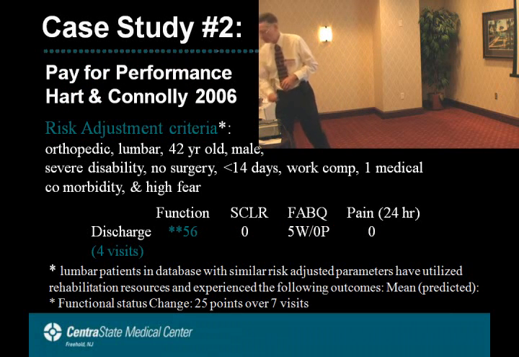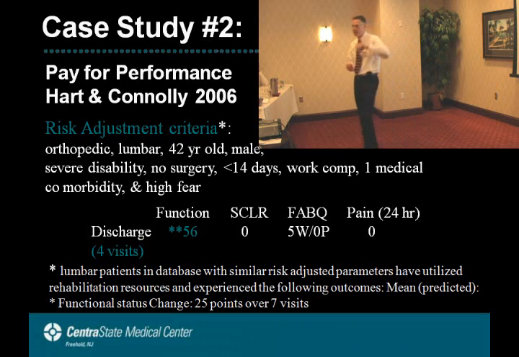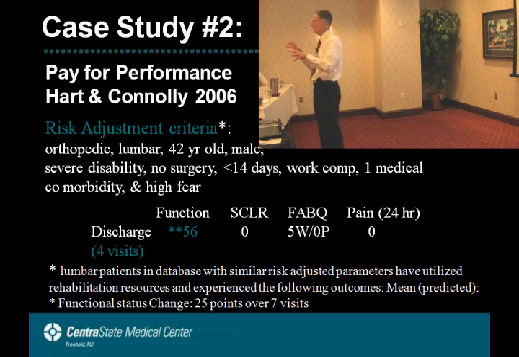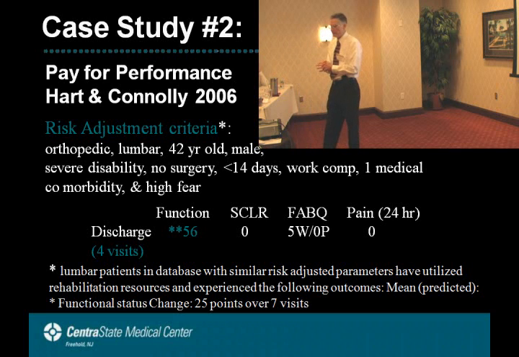So if we were to turn on pay for performance now, this might be pretty interesting. We compare that cell, that patient's risk-adjusted criteria, to what's in the database. Do you understand that comparison? So you would take this particular patient, and there are 2 million patients in the database, and you're going to pick out all the cells that are equal to that, and now you can make a comparison. Your outcome compared to what was predicted for that group of patients based on risk-adjusted comparisons. And this patient should have got better 25 points over 7 visits. Well, in this particular case, we were effective and efficient.